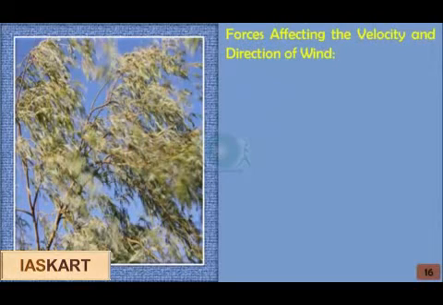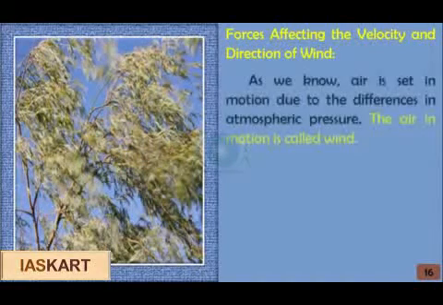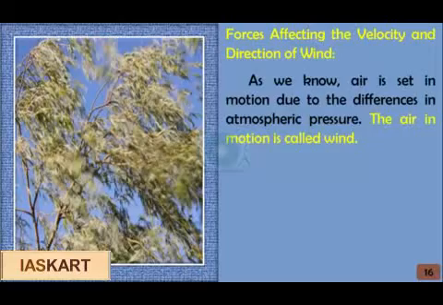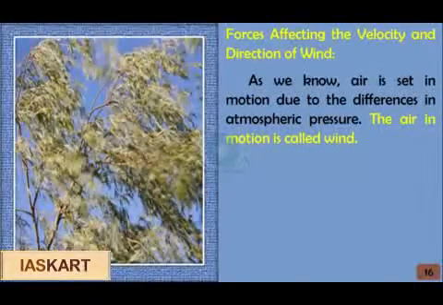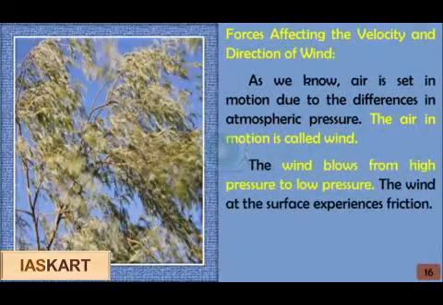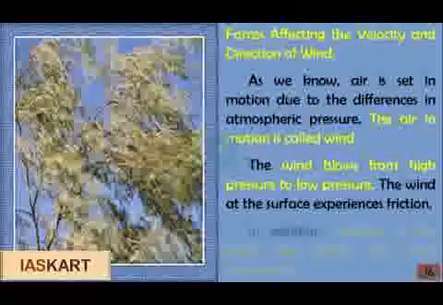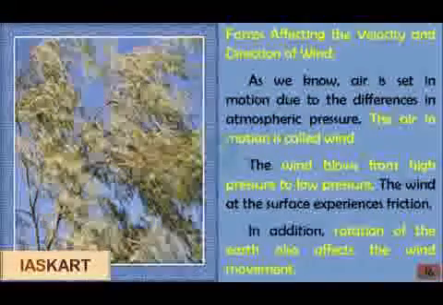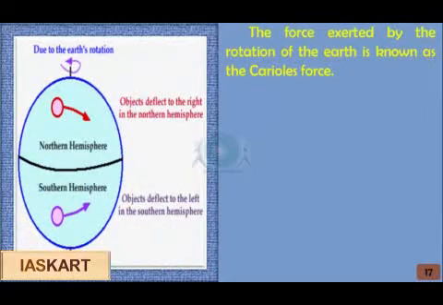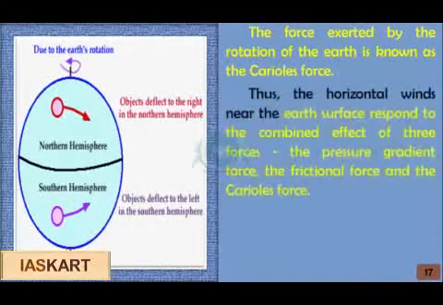Forces affecting the velocity and direction of wind. As we know, air is set in motion due to the differences in atmospheric pressure. The air in motion is called wind. The wind blows from high pressure to low pressure. The wind at the surface experiences friction. In addition, rotation of the earth also affects the wind movement. The force exerted by the rotation of the earth is known as the Coriolis force.